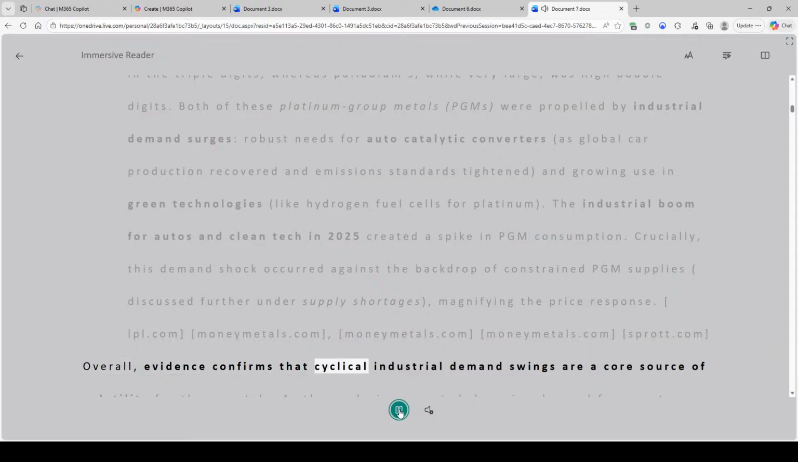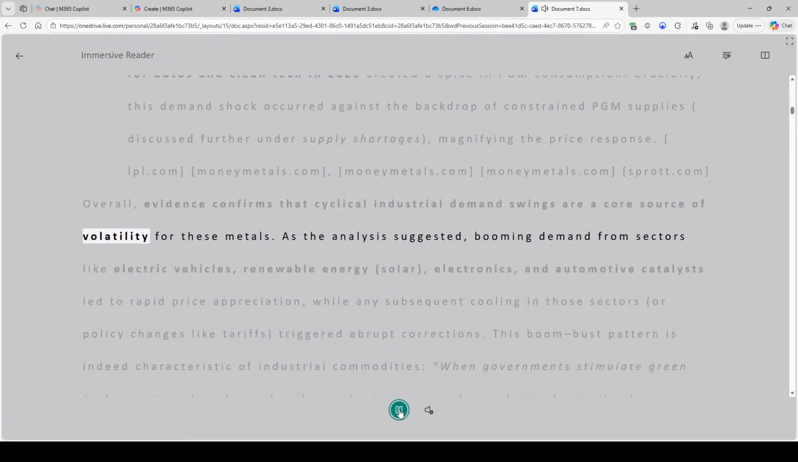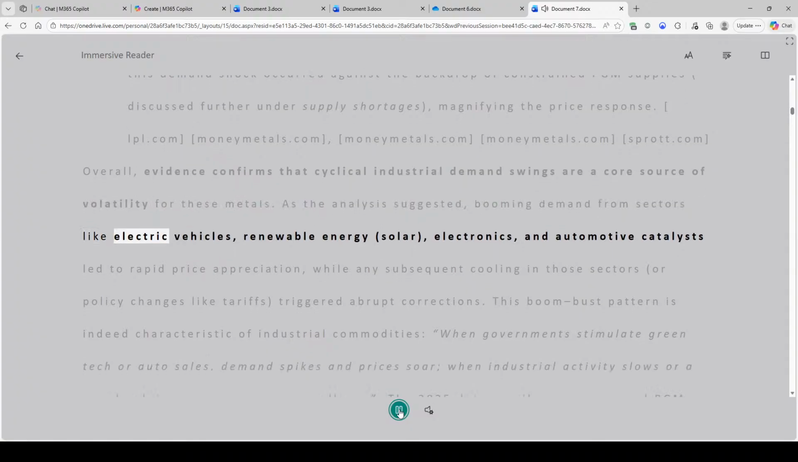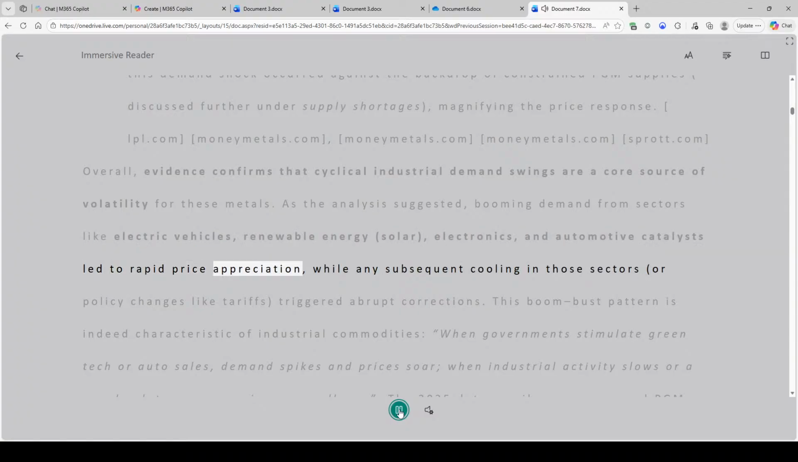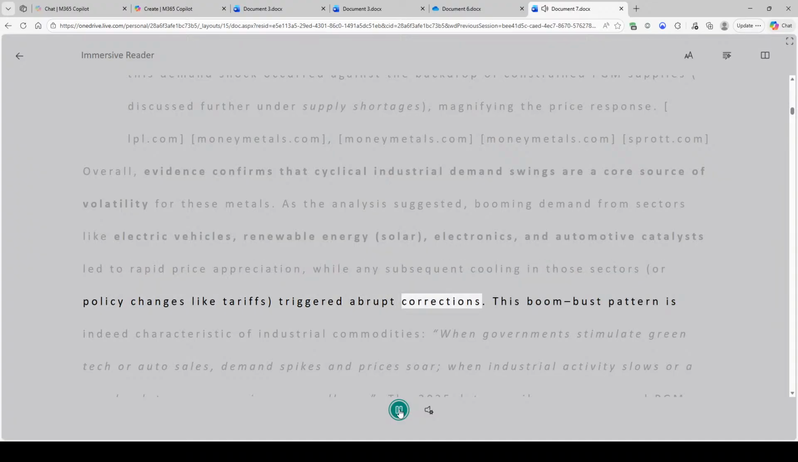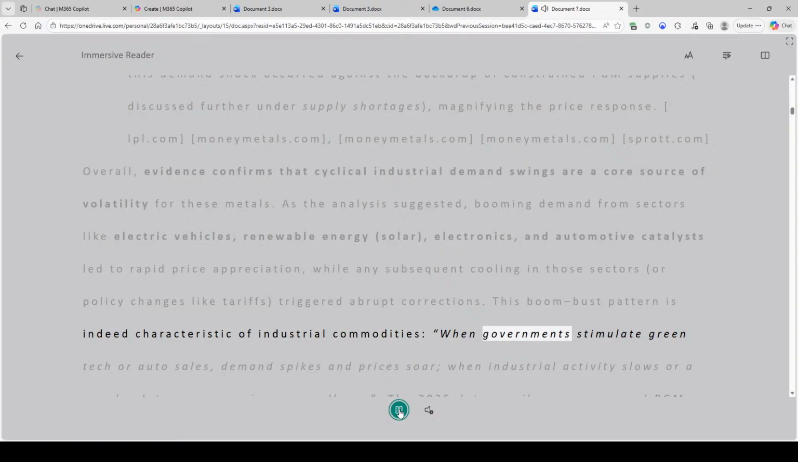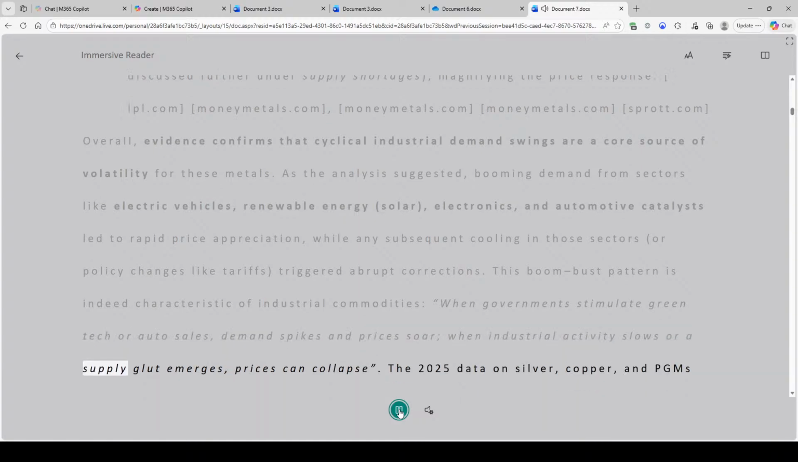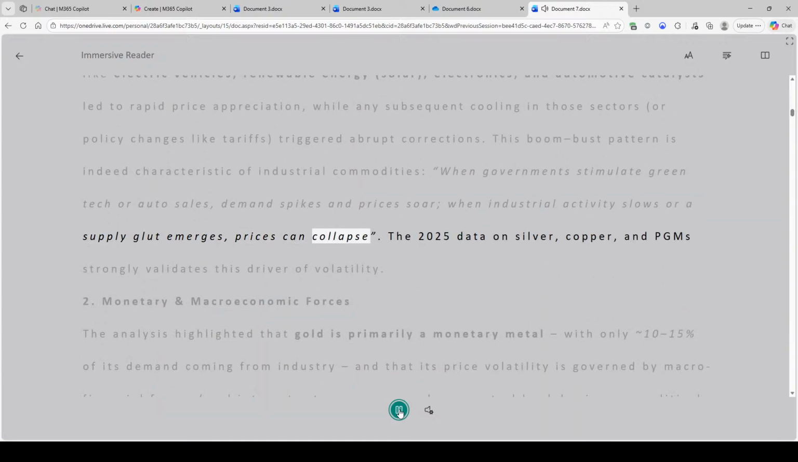Overall, evidence confirms that cyclical industrial demand swings are a core source of volatility for these metals. As the analysis suggested, booming demand from sectors like electric vehicles, renewable energy, solar, electronics, and automotive catalysts led to rapid price appreciation, while any subsequent cooling in those sectors, or policy changes like tariffs, triggered abrupt corrections. This boom-or-bust pattern is indeed characteristic of industrial commodities. When governments stimulate green tech or auto sales, demand spikes and prices soar. When industrial activity slows or a supply glut emerges, prices can collapse. The 2025 data on silver, copper, and PGMs strongly validates this driver of volatility.